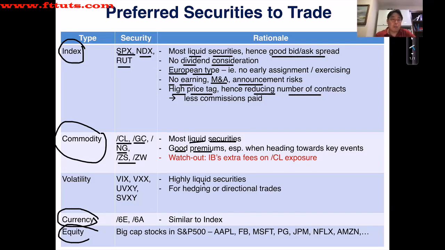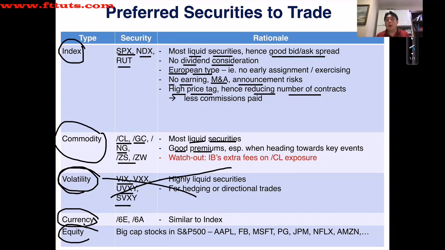You can also trade options on volatility instruments like the VIX or the UVXY or the SVXY. But currently, I do not recommend that. We don't trade on these because they're really risky. So I'll stay away from that.